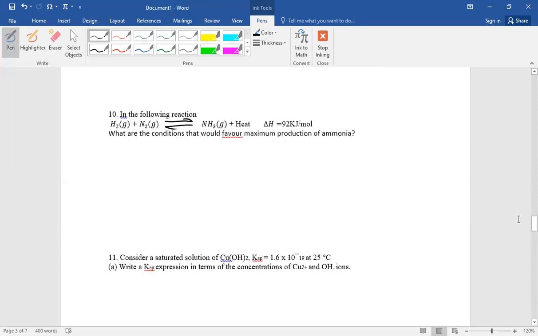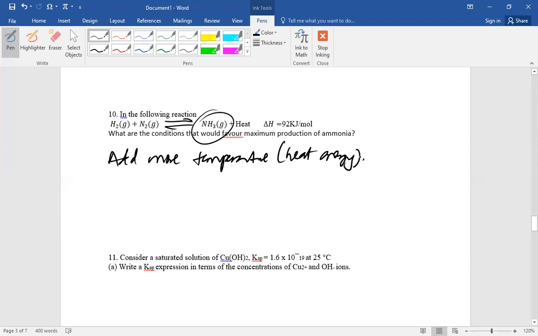Question 10 says, in the following reaction, what conditions would favor maximum production of ammonia? For us to produce more ammonia, ammonia is the product there. What would favor maximum production of ammonia is addition of temperature, so more heat energy should be added. And what else can we do?